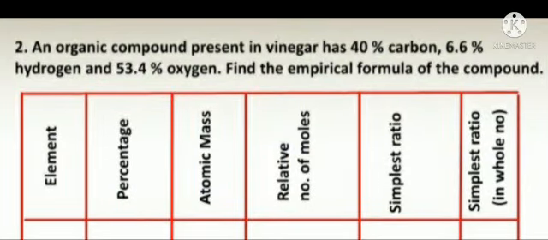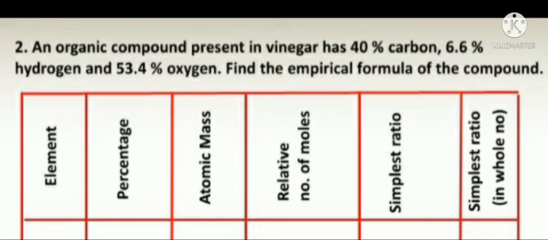Example 2. An organic compound present in vinegar has 40% carbon, 6.6% hydrogen and 53.4% oxygen. Find the empirical formula of the compound. Here, we are having 3 elements, namely carbon, hydrogen and oxygen, the carbon with 40%, hydrogen with 6.6%, and oxygen with 53.4%. First, we have to add all the 3 percentages, 40 plus 6.6 plus 53.4, which is equal to 100.